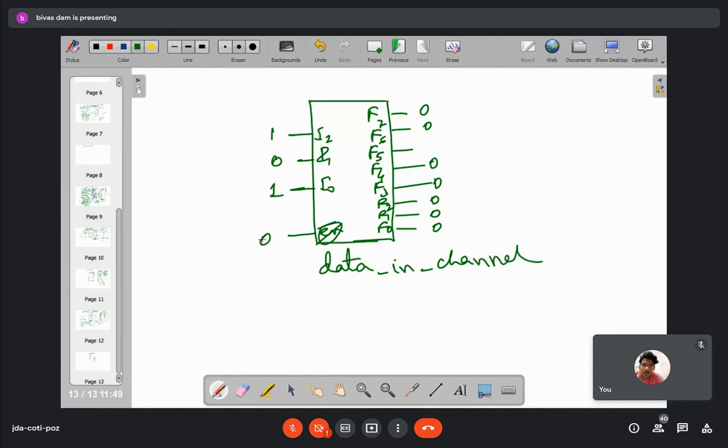So if I have a 0 here, what will happen to F5? 0. If I have a 1 here, what will happen to F5? 1. So what happens? Here I have one input data channel.